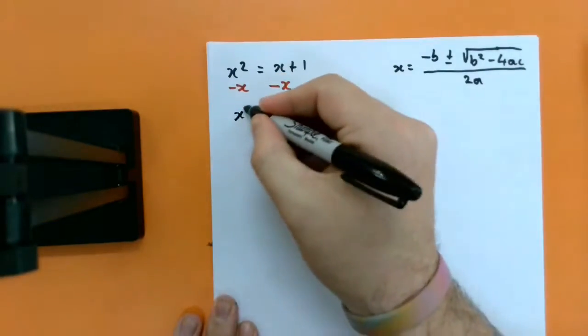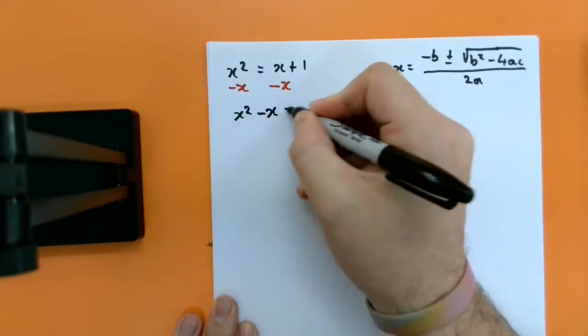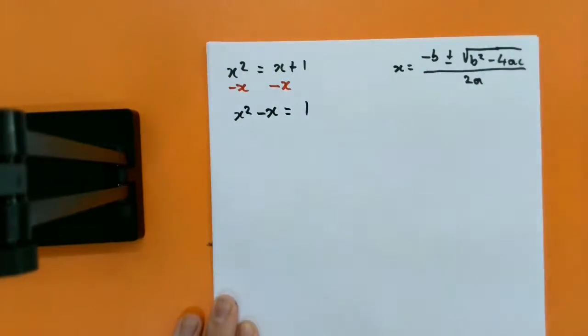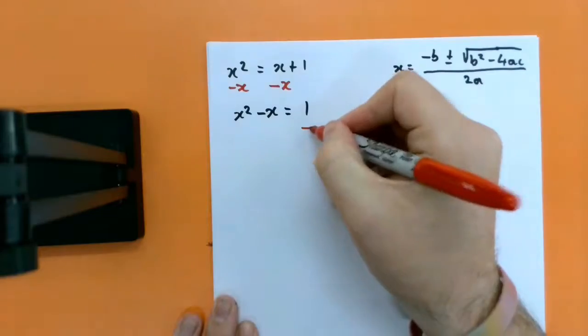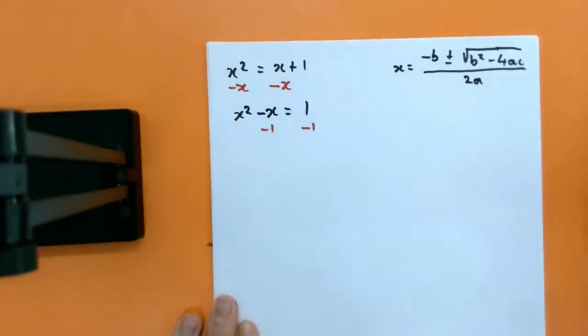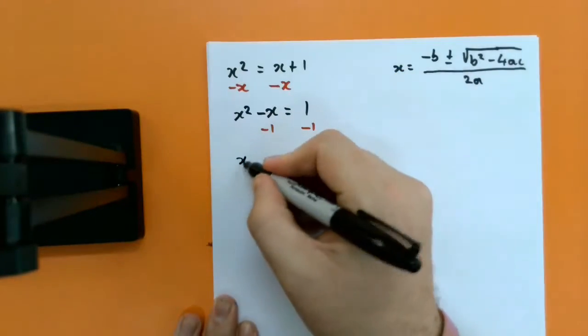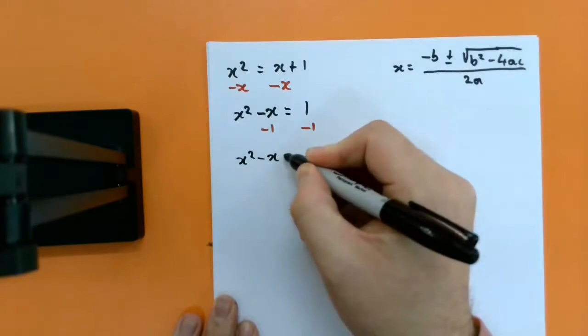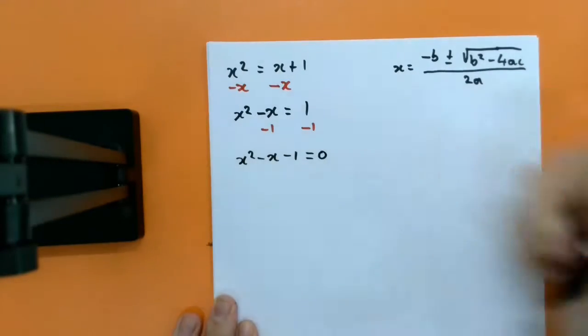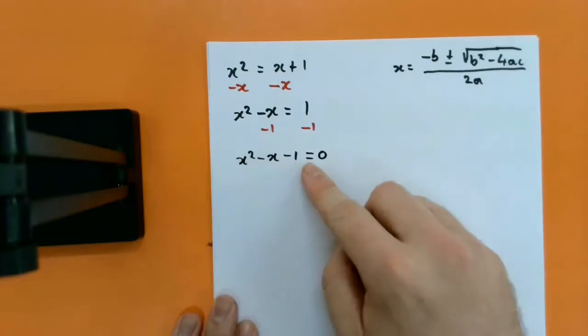So we now have x squared minus x is equal to 1. And then secondly, what I'm going to do is move the 1 by minusing 1 from both sides to now have x squared minus x minus 1 is now all equal to 0. Now we have it in this form.